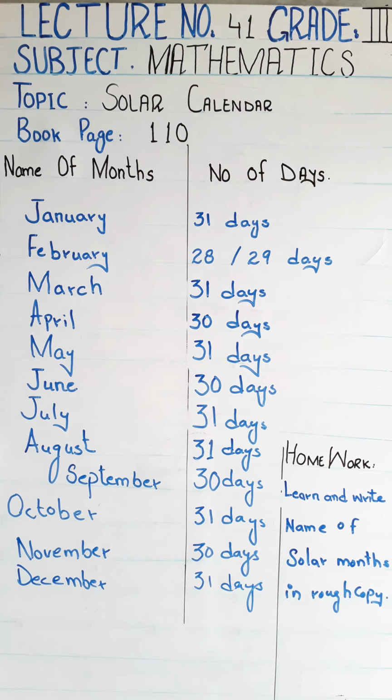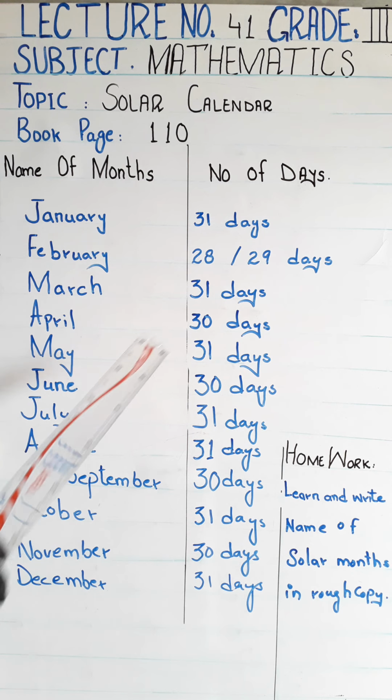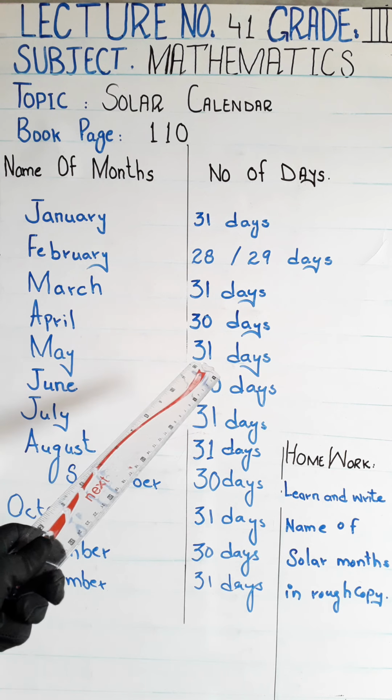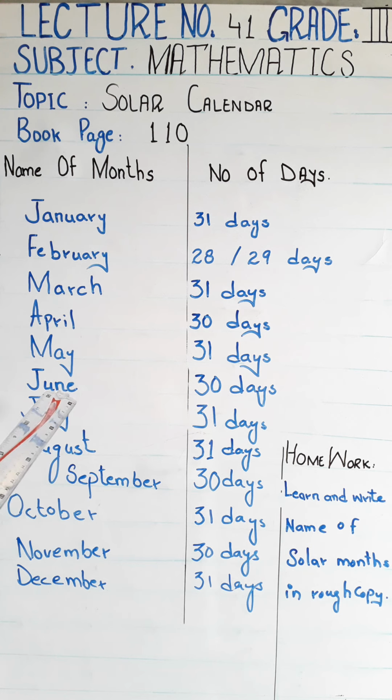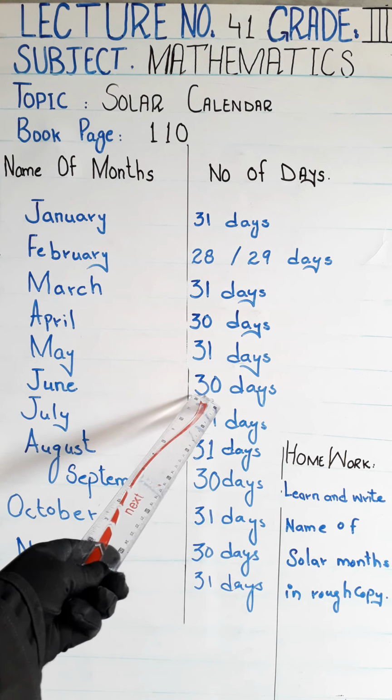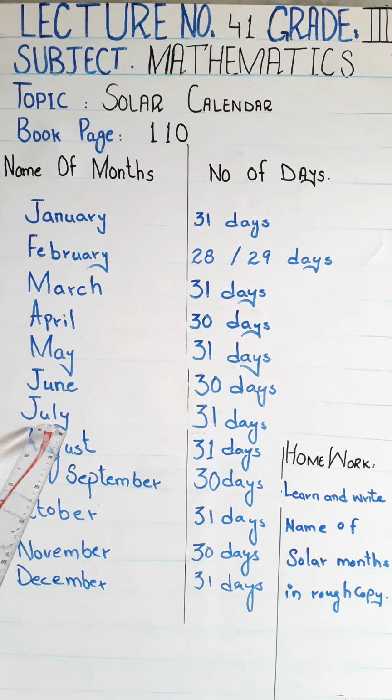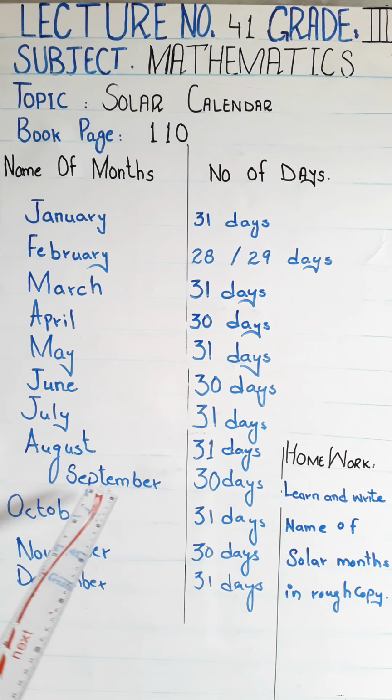So, first month is January, 31 days. Second month is February, 28 or 29 days. Third month is March, 31 days. Fourth month is April, 30 days. Fifth month is May, 31 days. Sixth month is June, 30 days. Seventh month is July, 31 days. Eighth month is August, again 31 days.